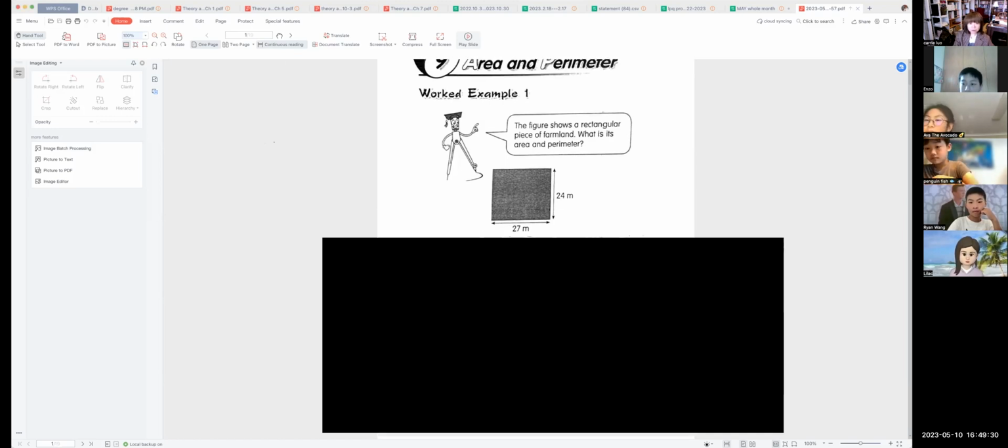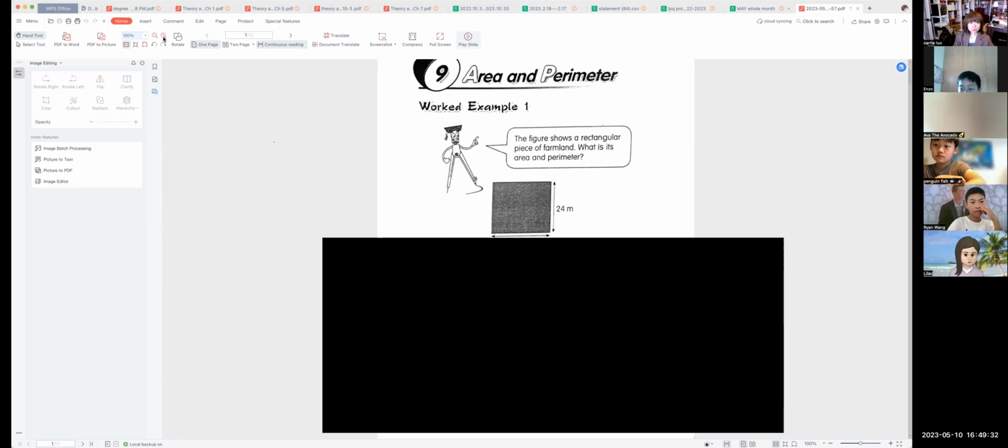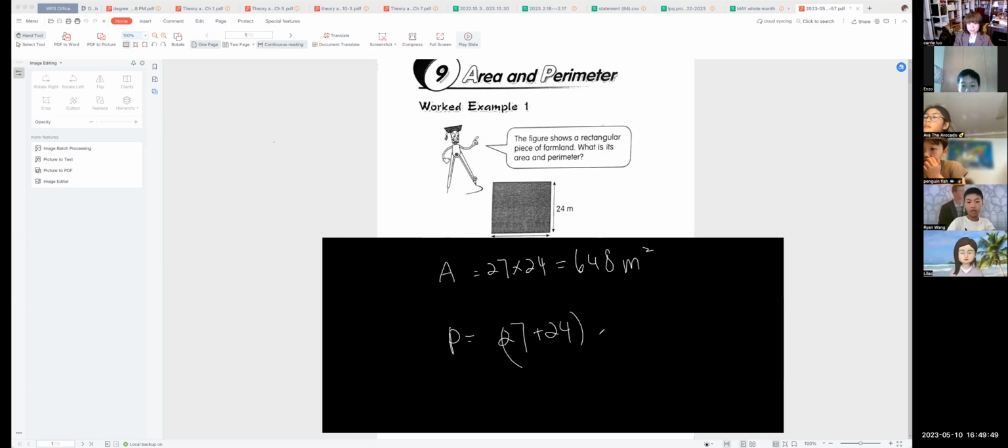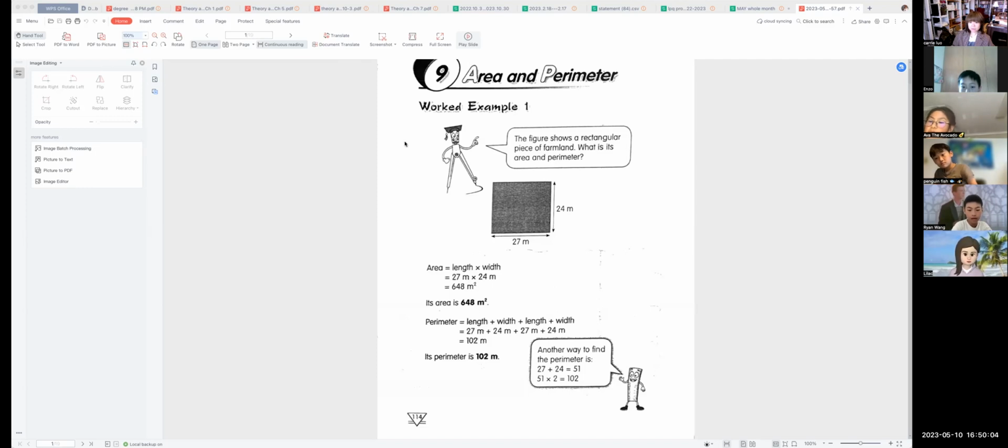For the area, oh, sorry, I should use a white color. So for the area, it is 27 times 24 equals 648 meters square. The perimeter is 27 plus 24 times 2 equals 102 meters. Everybody understand? So don't forget the unit. 说了很多遍了，有些小朋友记住了，有些小朋友忘记了，对不对？Okay, unit is very important.